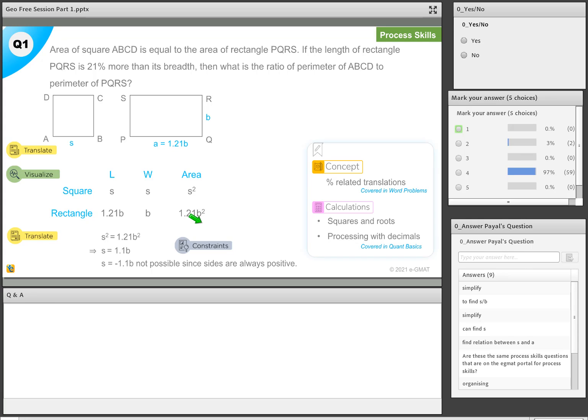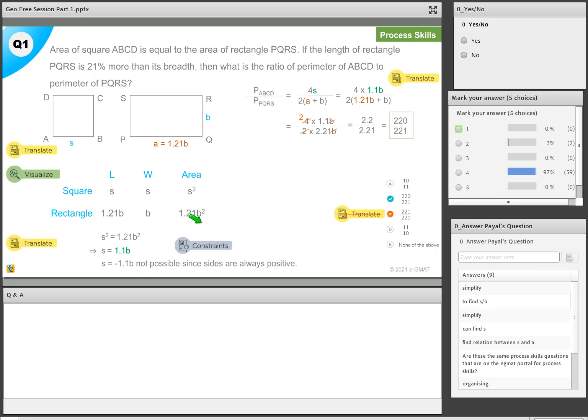So intuitively, you're applying the process skill of apply constraints because you know that because sides are always positive, you cannot have a negative answer over here. Okay. So again, even though you're able to do all these things, the reason why I'm spelling these out for you is so that you become cognizant of how you are intuitively applying these process skills right now in an easier question. Okay, that's very important because these are the skills that you need to continue applying.